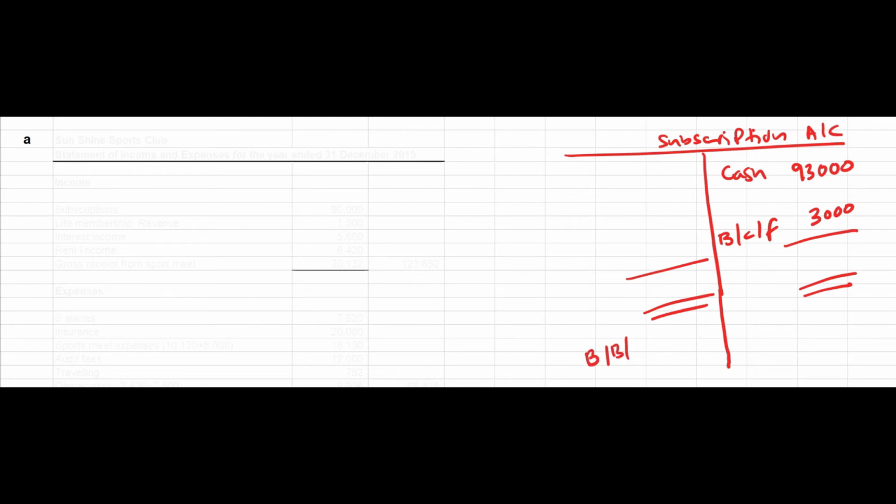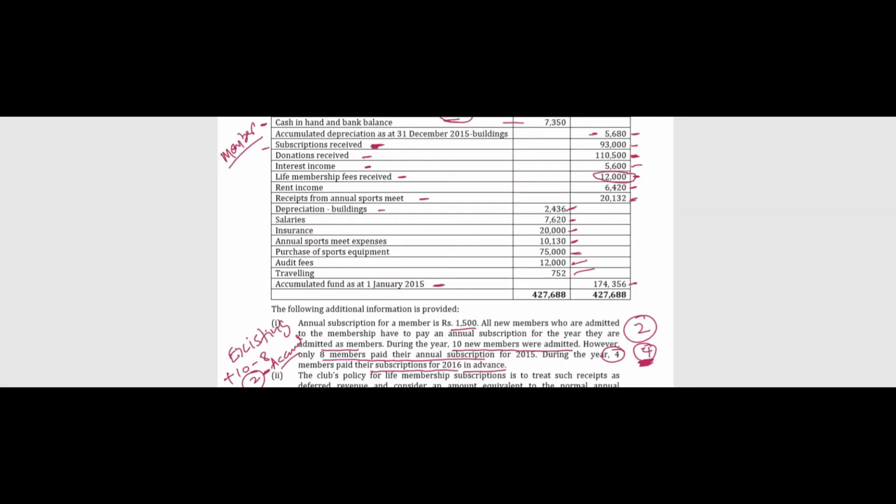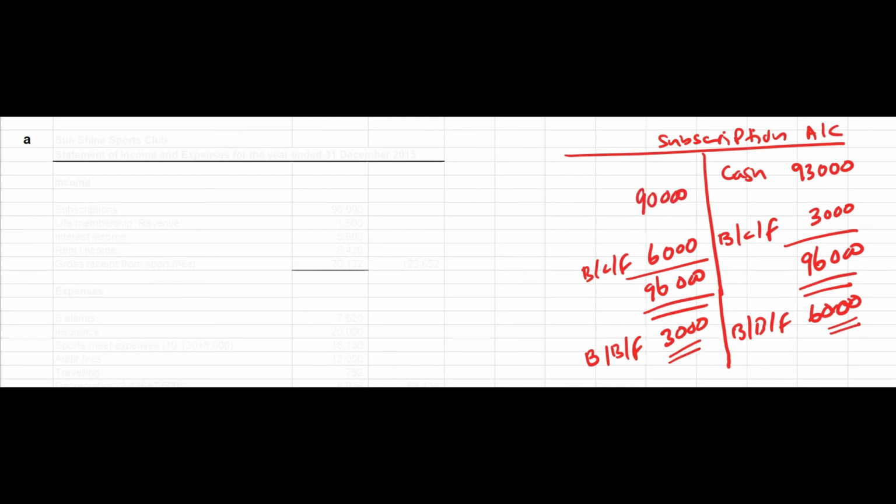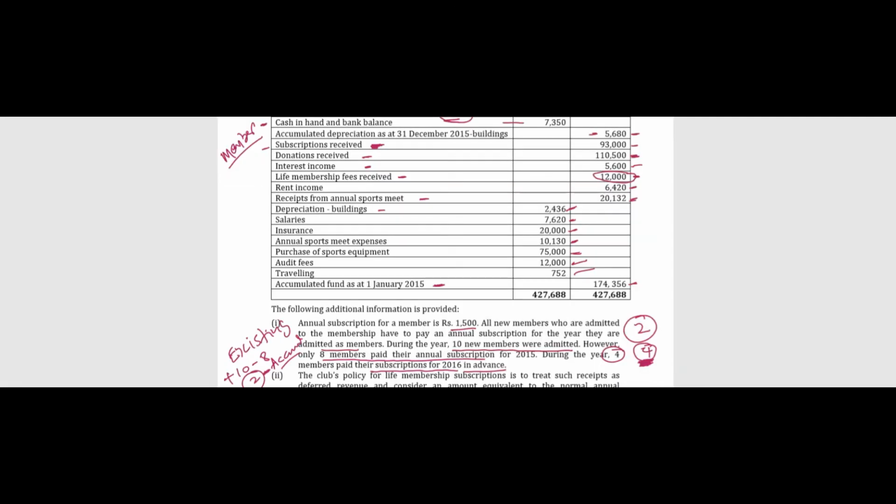Balance brought forward 3000, and 4 members to be paid in advance. So therefore we need to show as a liability. Balance carried forward. 4 times 1500 is 6000. So balance brought forward 6000. So you have a liability because you have received in advance. You have a receivable, so not yet paid. So the total is 96,000. So here 96,000. So what amount to be recognized in the income statement is 90,000. Okay, so 90,000 has to be recognized as your subscription for the period. So this is what we can get from the first point.